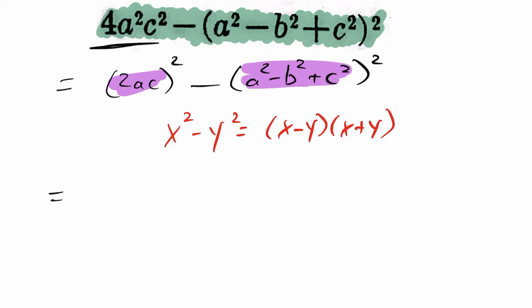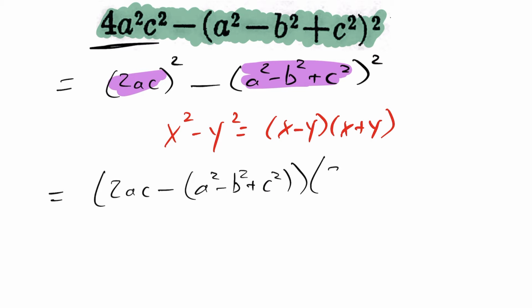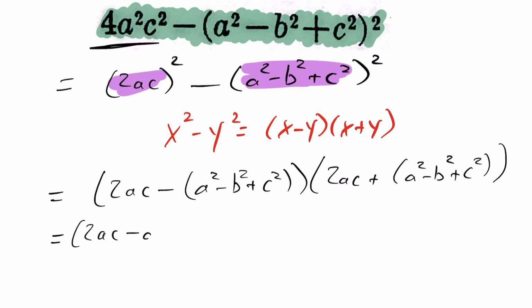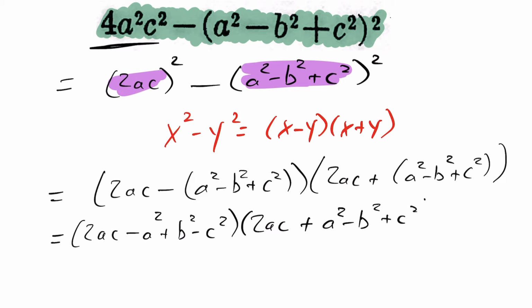This is going to end up being my x here, so 2ac is my x, minus my y. Don't forget to put that y in brackets. You have to distribute that minus sign into that. So x minus y times x plus y. And I didn't really need the brackets around the second expression here, so I will drop it in the next step. So again, now I'm going to distribute that minus sign into the brackets, giving us negative a squared plus b squared minus c squared. And then again, this will be 2ac, and I can just drop those brackets, giving me a squared minus b squared plus c squared.